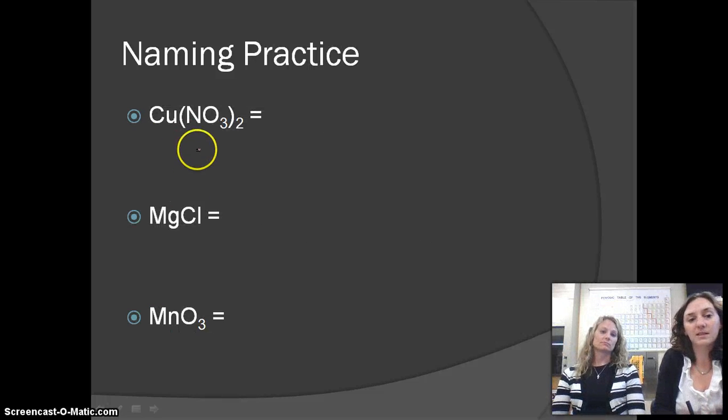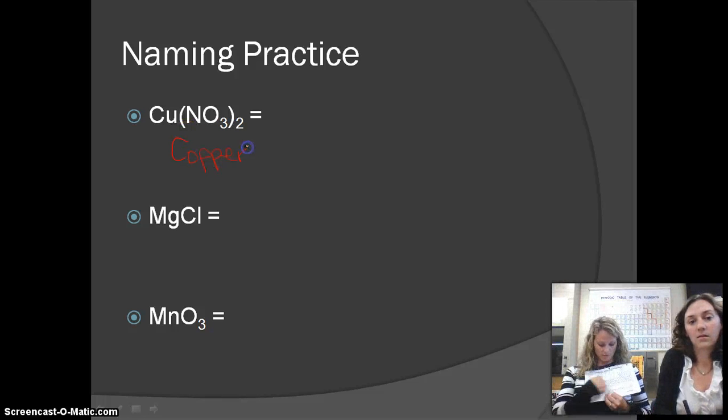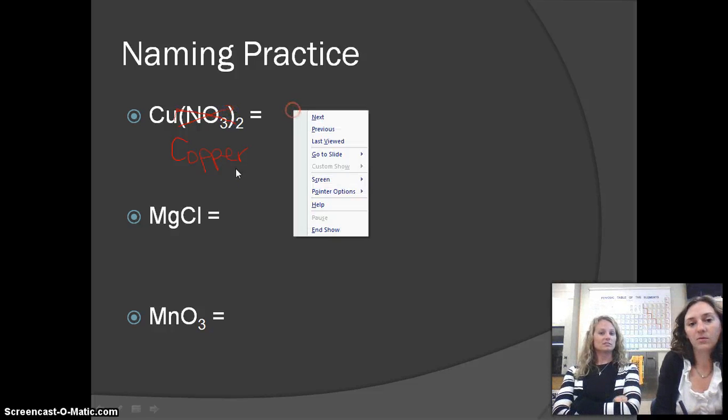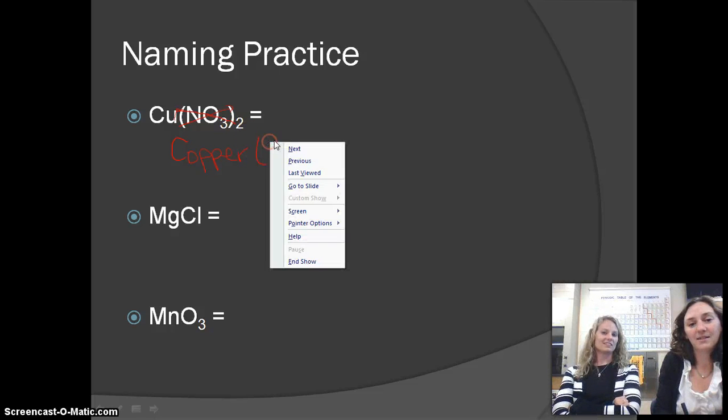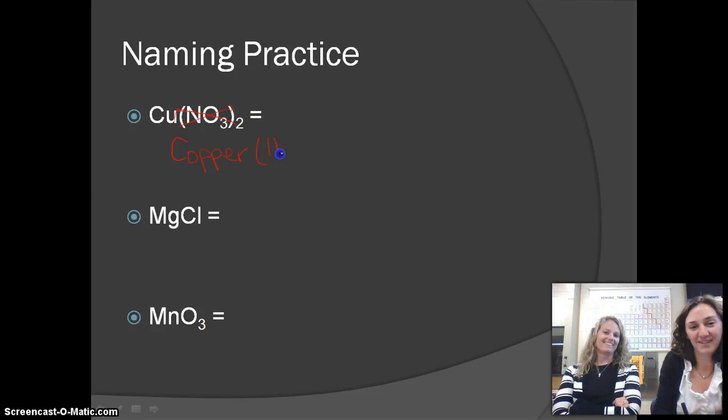Okay, naming practice. So we've got a Cu. What is that? That's copper. And copper is found in the transition group right in the middle. So we're going to have to figure out which copper it is. How are we going to do that? Uncrisscross. Take the 2, move it up. Copper is going to have a 2 charge. And what is NO3? Nitrate. Very good.